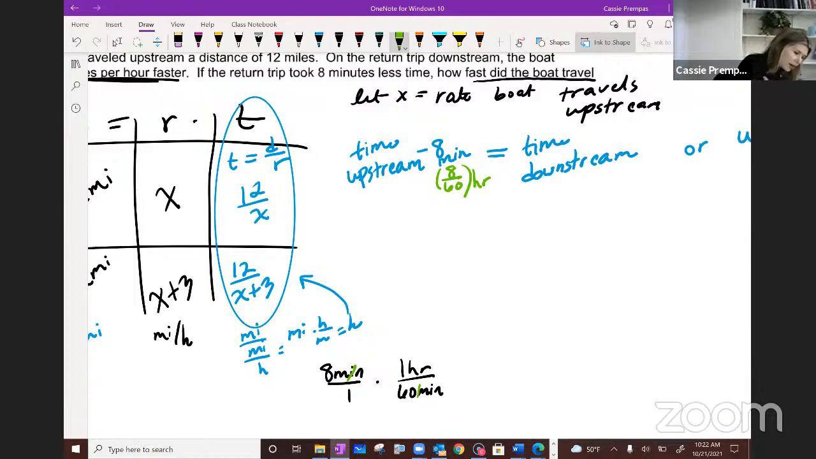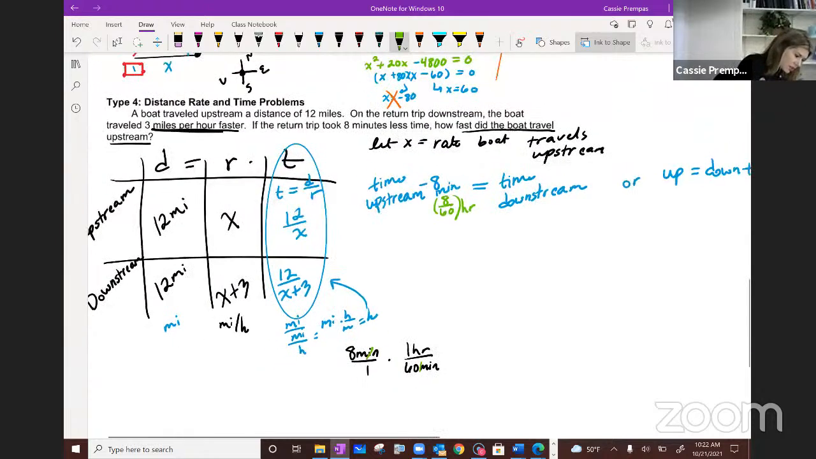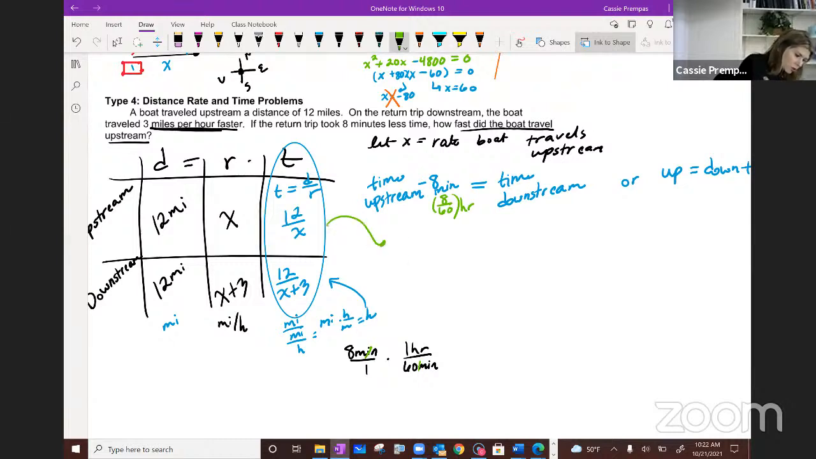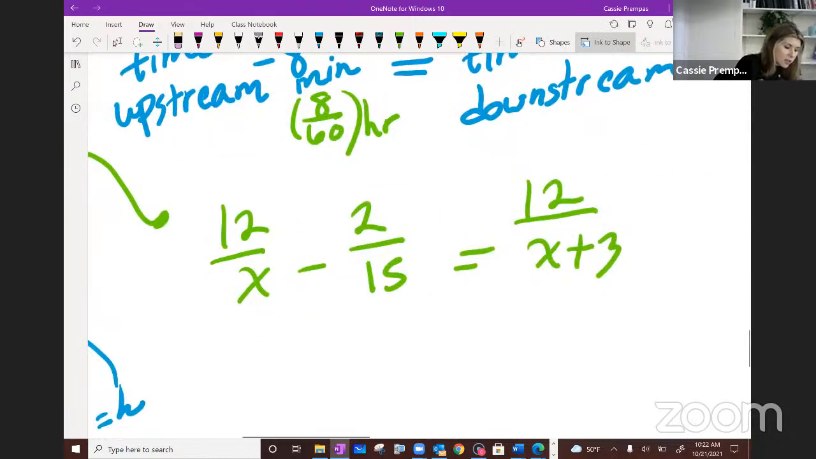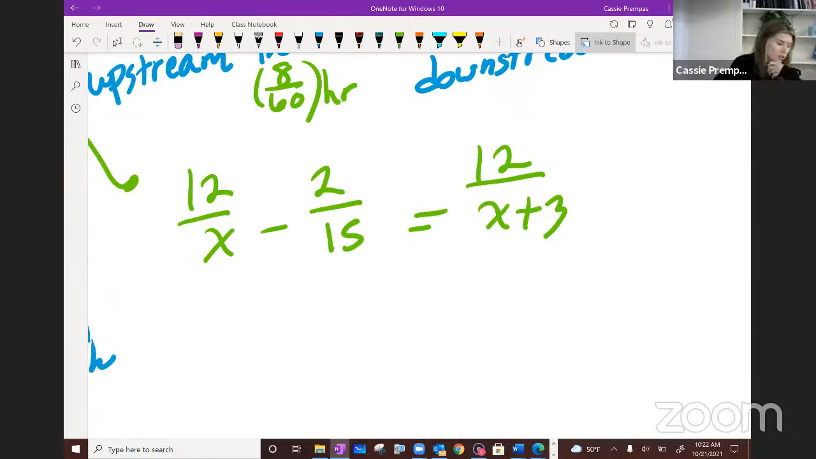And I'm going to go ahead and put these pieces in. Time upstream is 12 over x minus, that's reducible, so I'm going to call it 4/5, divided by 2/15ths, is equal to the time downstream, which is 12 over x plus 3. What is the least common denominator here between x, 15, and x plus 3? They share nothing. So it's actually going to be all of them multiplied together.